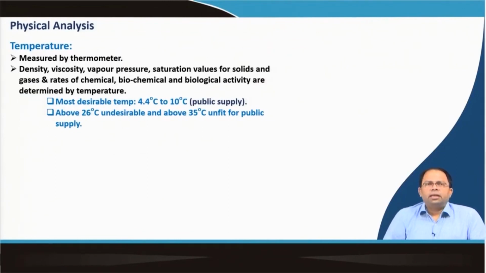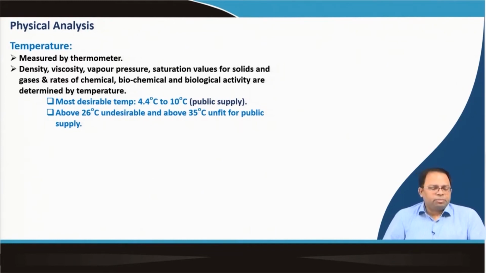So, in physical analysis, the first thing that we check is temperature, and as you know, temperature is measured through a thermometer. And usually we require temperature of water because temperature is very important to understand the density of water, the viscosity of water, vapor pressure, saturation value for solids and gases, and rates of chemical, biochemical and biological activity in water, of course. So, this is where temperature plays a very important role. That is why whenever we collect a sample, we record the temperature of water as well.